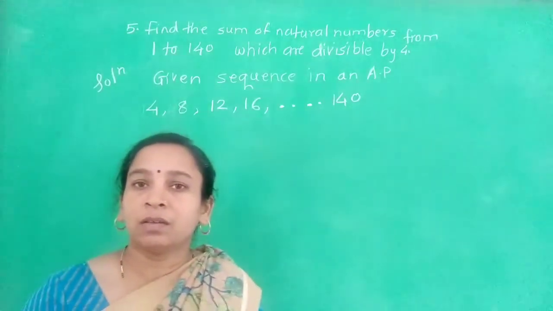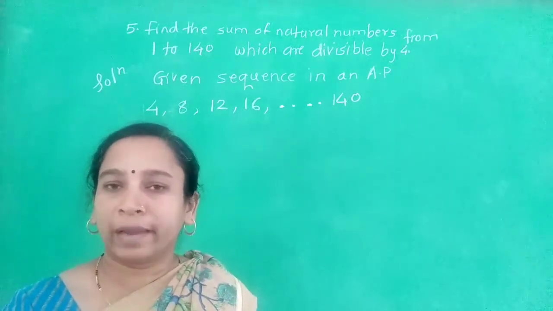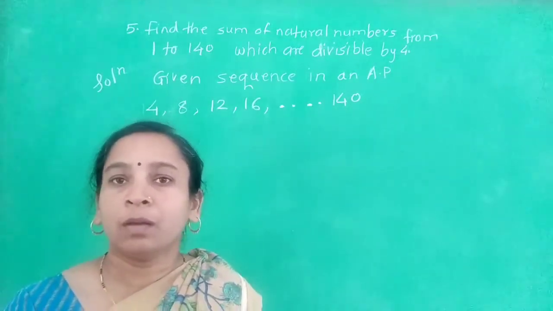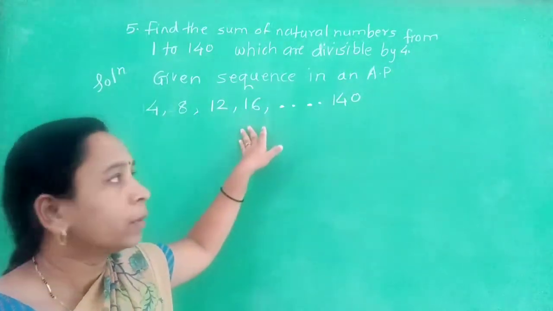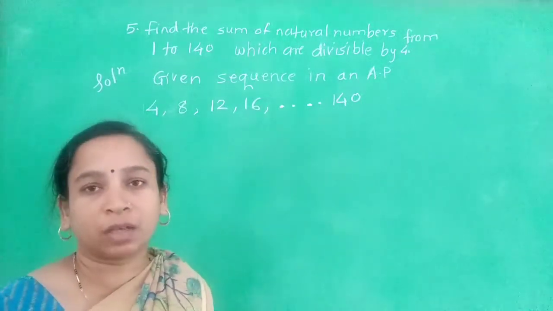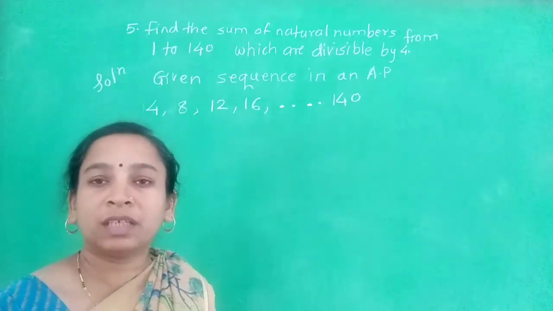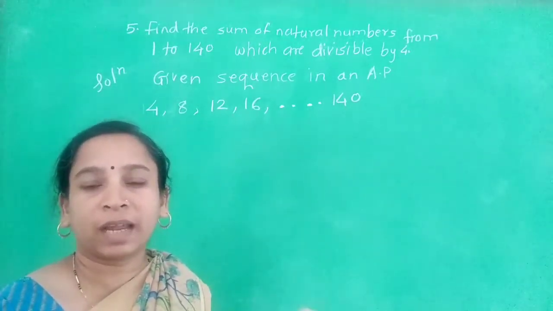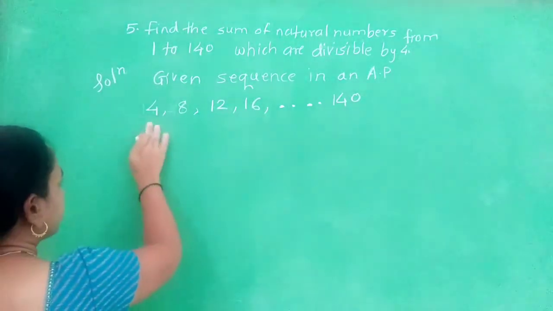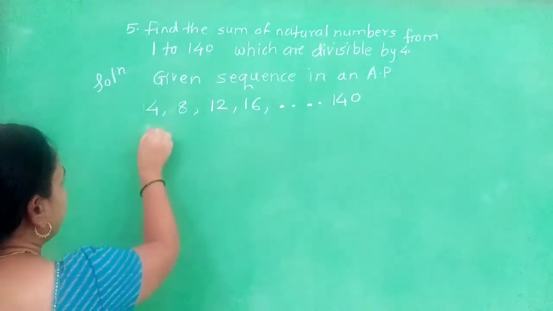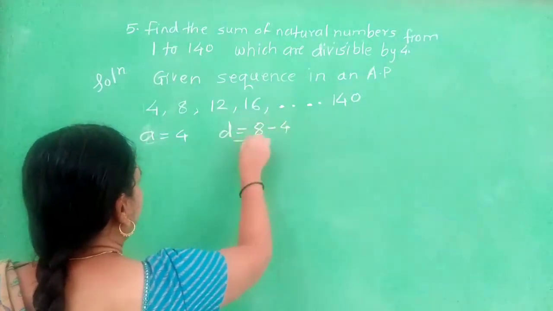But in this sequence, if we want to find out the sum of all these numbers, first I should know the a's value, d's value and n's value. Here we can get a's value, the difference d is 4, but we don't have the number of terms. How many terms are there in this sequence, that we have to find out. So this n's value we will find out by using the Tn formula. So Tn, here a is equal to 4, d is equal to 8 minus 4, that means 4.